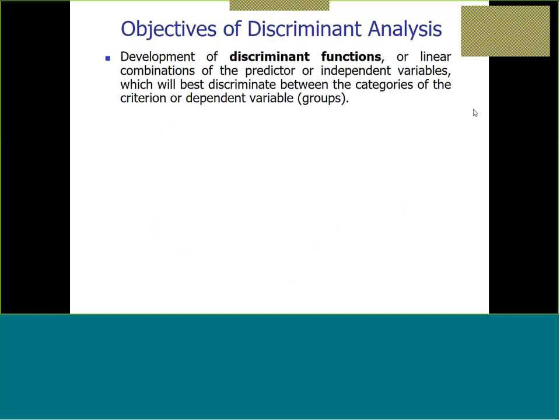of the dependent variable. So the first objective of discriminant analysis is to construct a discriminant function if there are only two categories in your dependent variable, or k minus 1 discriminant functions if there are k categories in your dependent variable. The use of this discriminant function is that it discriminates the difference between different groups or different categories of the dependent variable.